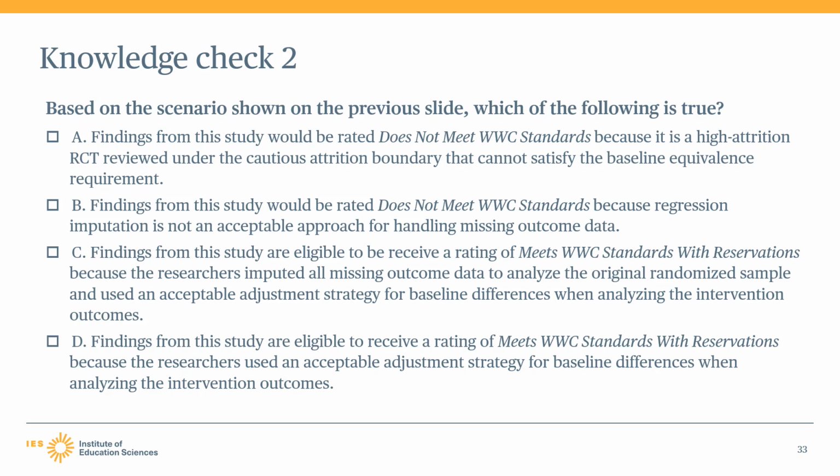C. Findings from this study are eligible to receive a rating of meets WWC standards with reservations because the researchers imputed all missing outcome data to analyze the original randomized sample and used an acceptable adjustment strategy for baseline differences when analyzing the intervention outcomes. Or D, findings from this study are eligible to receive a rating of meets WWC standards with reservations because the researchers used an acceptable adjustment strategy for baseline differences when analyzing the intervention outcomes. You may want to pause the video while you think about your answer.